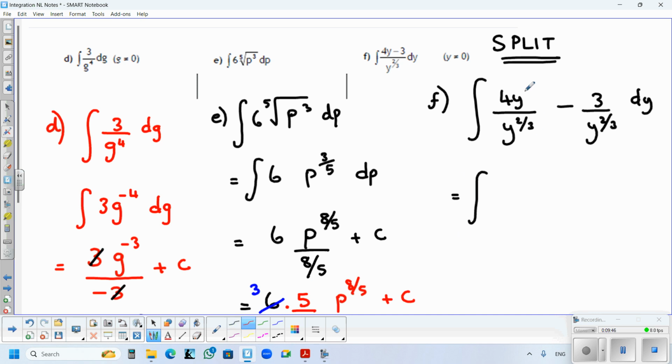So we've got to bring in our indices from last year. When I'm dividing indices, I subtract the powers. So for that one wee bit there, I'm really doing 1 take away 2/3. What version of 1 am I using? I'm using 3/3. So 3/3 take away 2/3 gives me 1/3. So the 4 stays where it is, that 4, just scroll it down, but the new power becomes y to the power of 1/3.